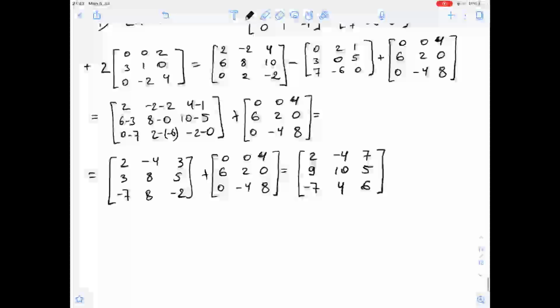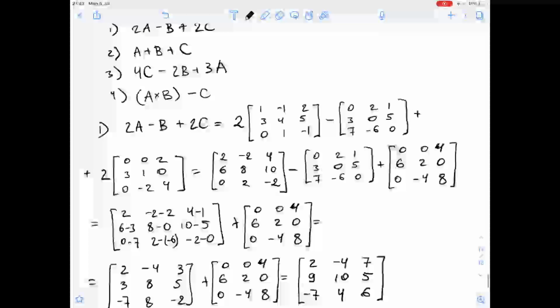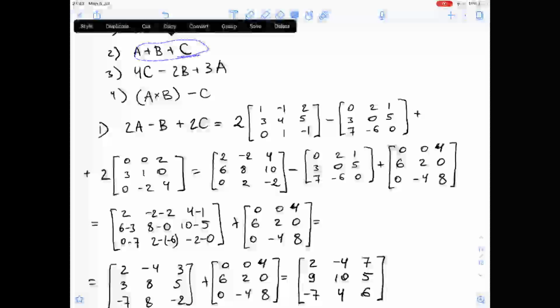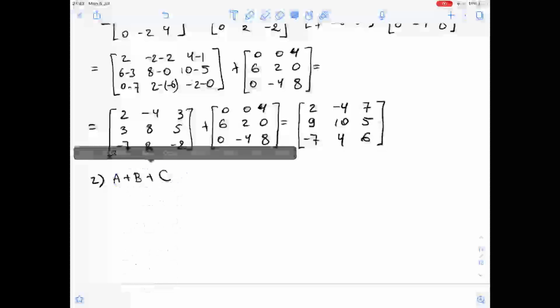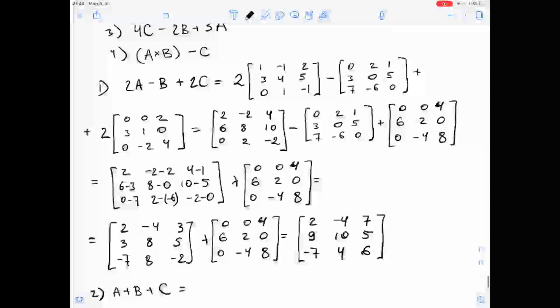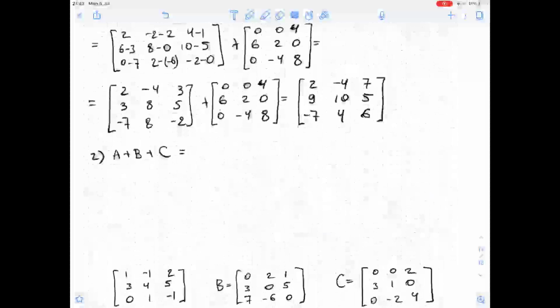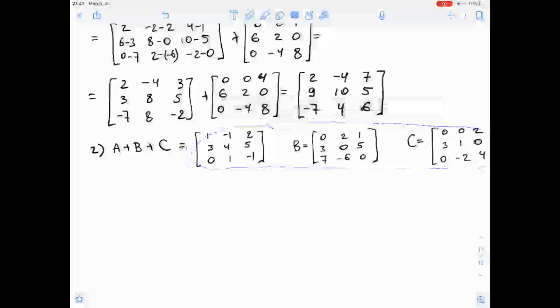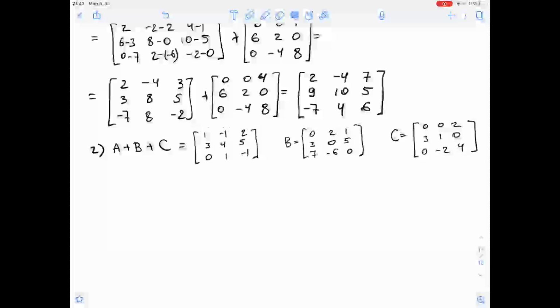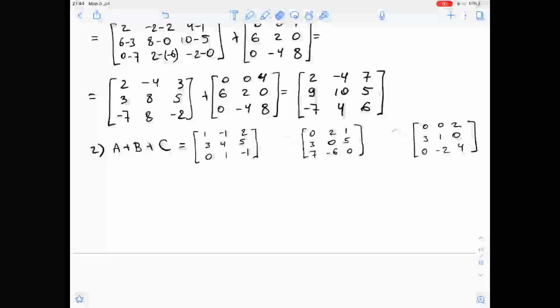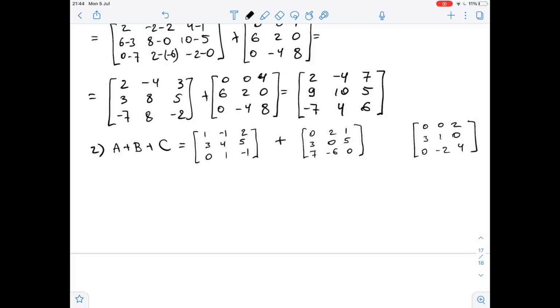Now let's work with our second expression. Here we just need to add all three matrices. So matrix A, I'll just copy paste it like this. Here. So matrix A plus matrix B plus matrix C. Again, we just add the corresponding entries. I will add them all at the same time.